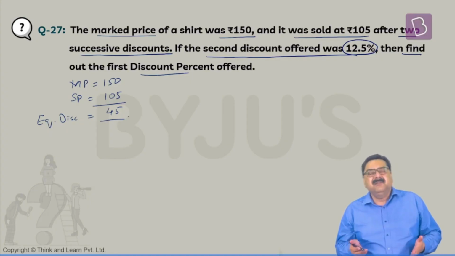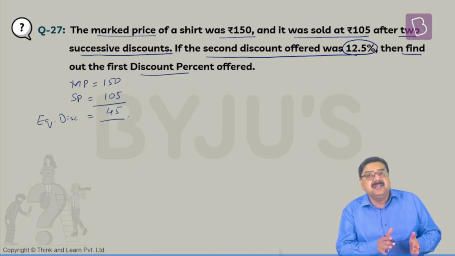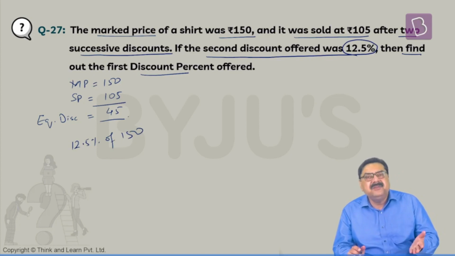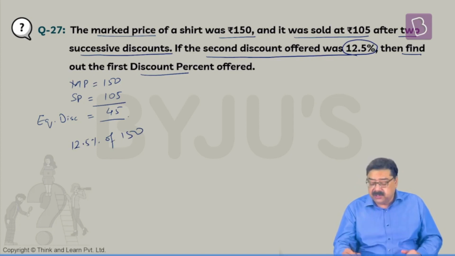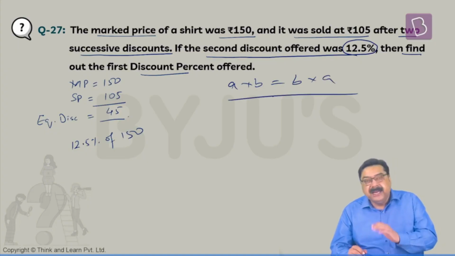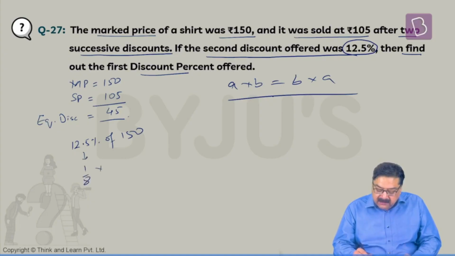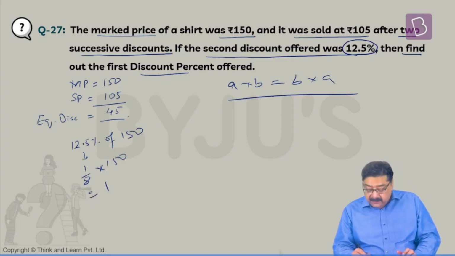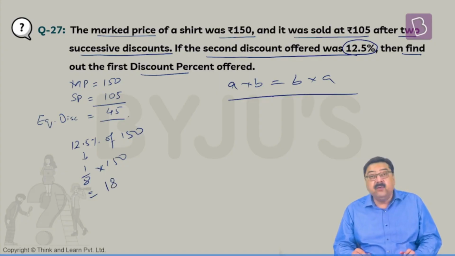Now it doesn't matter whether 12.5% is second discount or first discount. So 12.5% of 150 you need to calculate. Let us consider it as first discount only. It doesn't matter because in multiplication, A into B equals B into A, the associative property will be applied. So 12.5% we know is 1 by 8 into 150. The fraction equivalent of 12.5% is 1 by 8. So this works out to be 8 1s are 8, 70 remaining. So 8 8s are 64, 60 remaining. So 8 7s are 56, 40 remaining. So 8 5s are 40. So it is rupees 18.75.